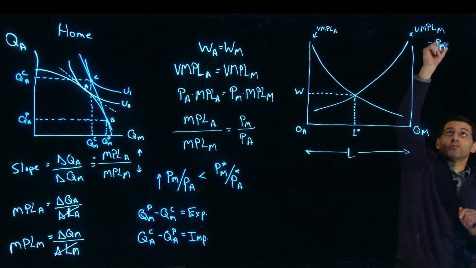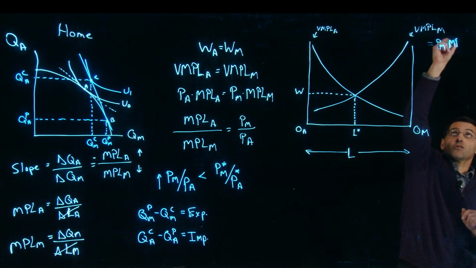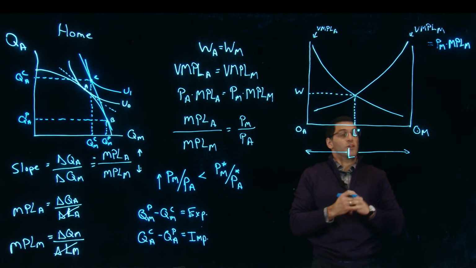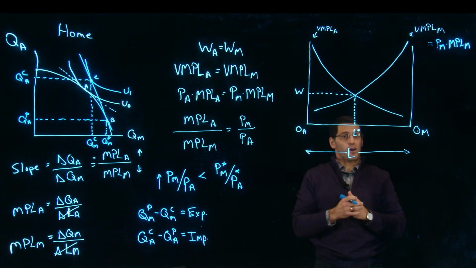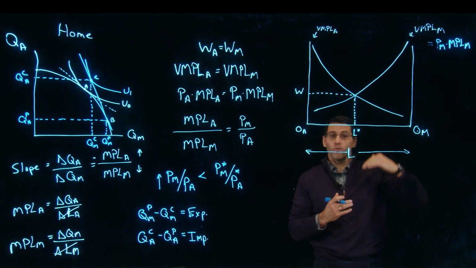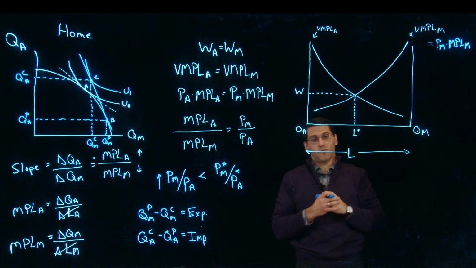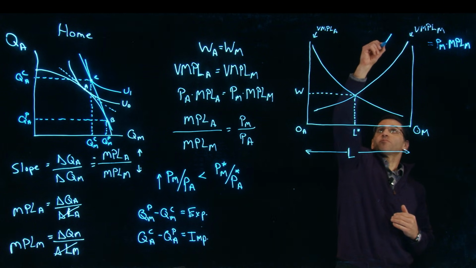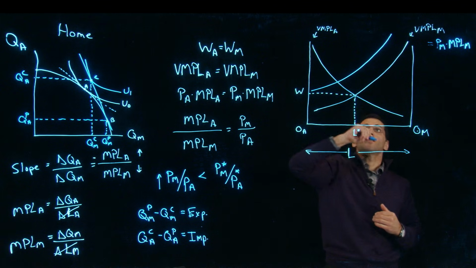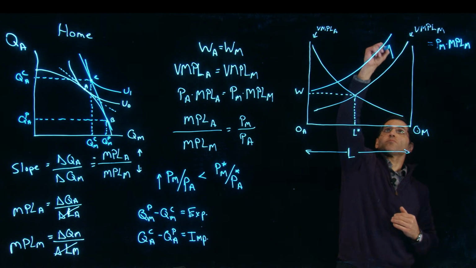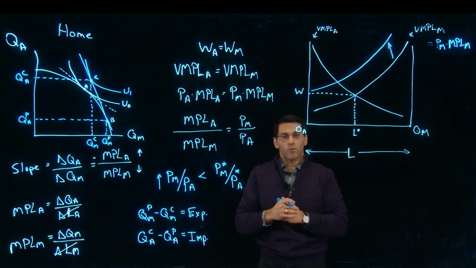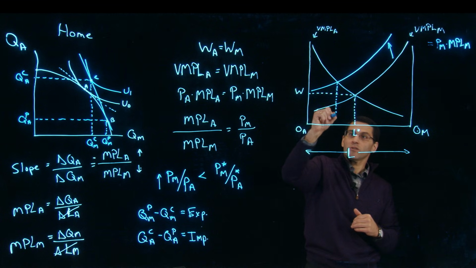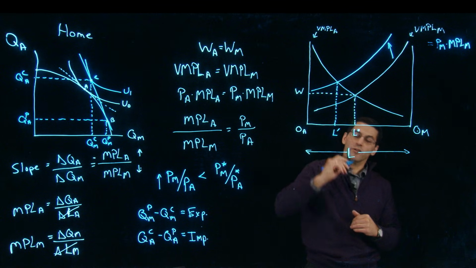Well, remember, the value of the marginal product of labor in manufacturing is equal to the price of manufactured goods times the marginal product of labor in manufacturing. So if the price of manufactured goods goes up, that means the whole value of the marginal product of labor curve in manufacturing is going to shift up, something like this. Right? The curve shifts up, which means we're going to end up with a new equilibrium, say at L prime.